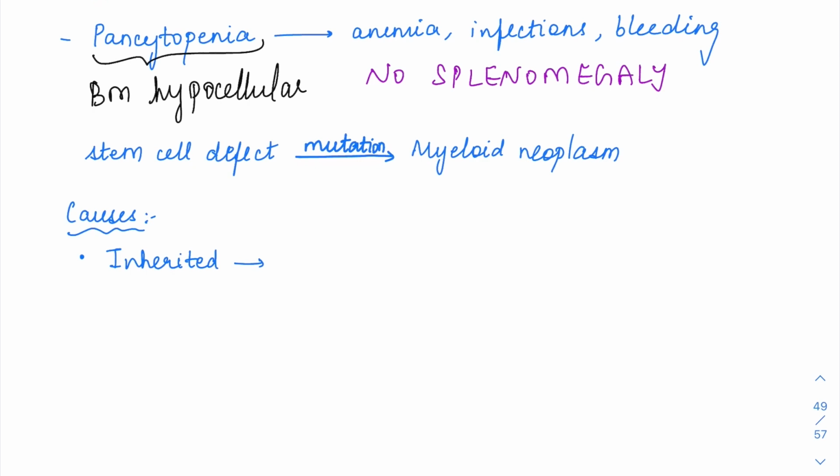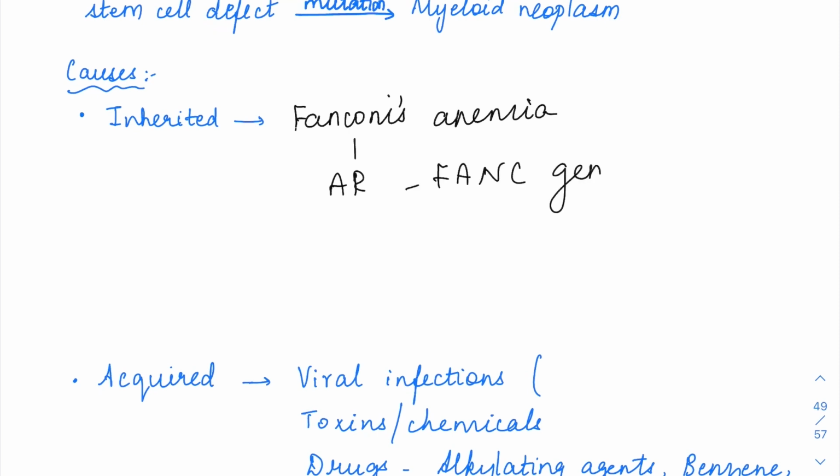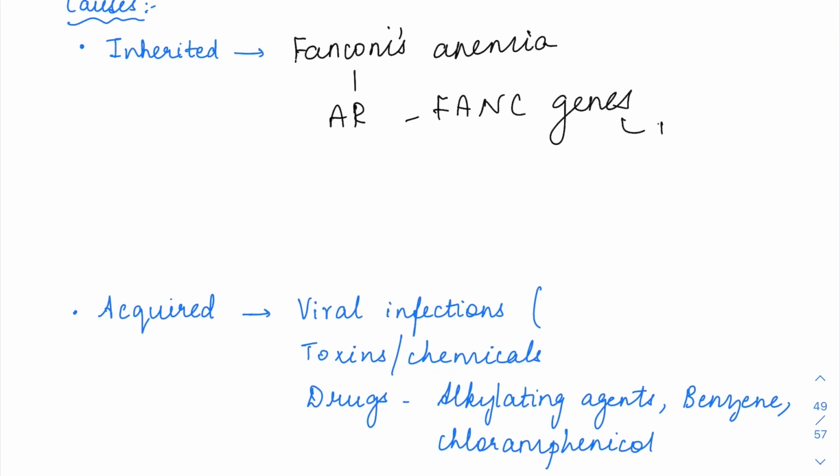And already while discussing PNH, I mentioned that PNH, aplastic anemia, MDS and AML are all related. So aplastic anemia, being a stem cell defect, acquires certain mutations. It can turn into either an MDS or acute myeloid leukemia also. The causes for aplastic anemia can be either inherited or acquired. Under inherited causes, the most important one is Fanconi's anemia. Fanconi's anemia is an autosomal recessive condition where the defect is in the FANC genes. FANC genes are involved in DNA repair.